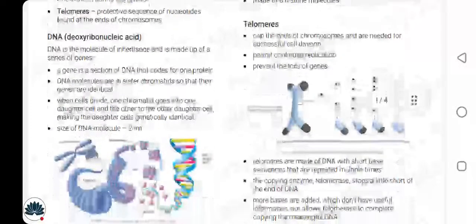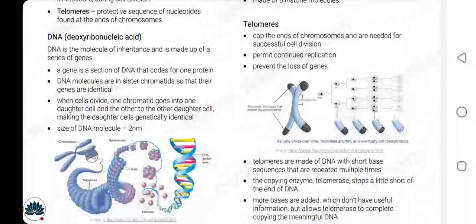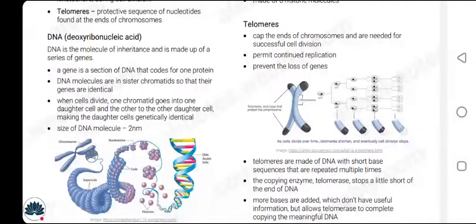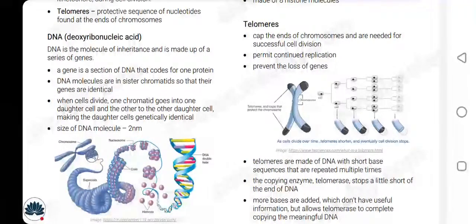So, DNA, or deoxyribonucleic acid. DNA is the molecule of inheritance and is made up of a series of genes. A gene is a section of DNA that codes for one protein. The DNA molecules are in sister chromatids so that their genes are identical. When cells divide, one chromatid goes into one daughter cell and the other to the other daughter cell, making the daughter cells genetically identical.